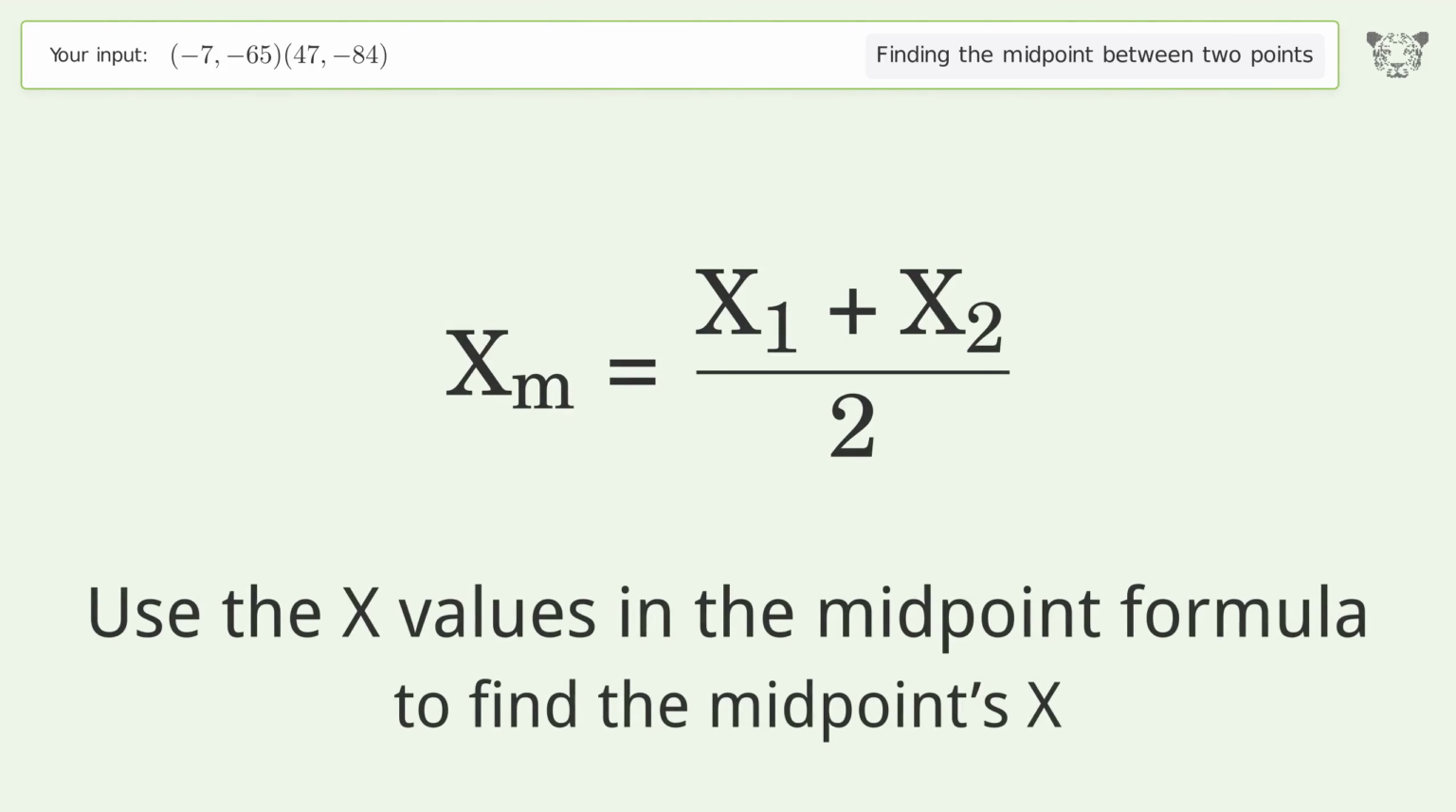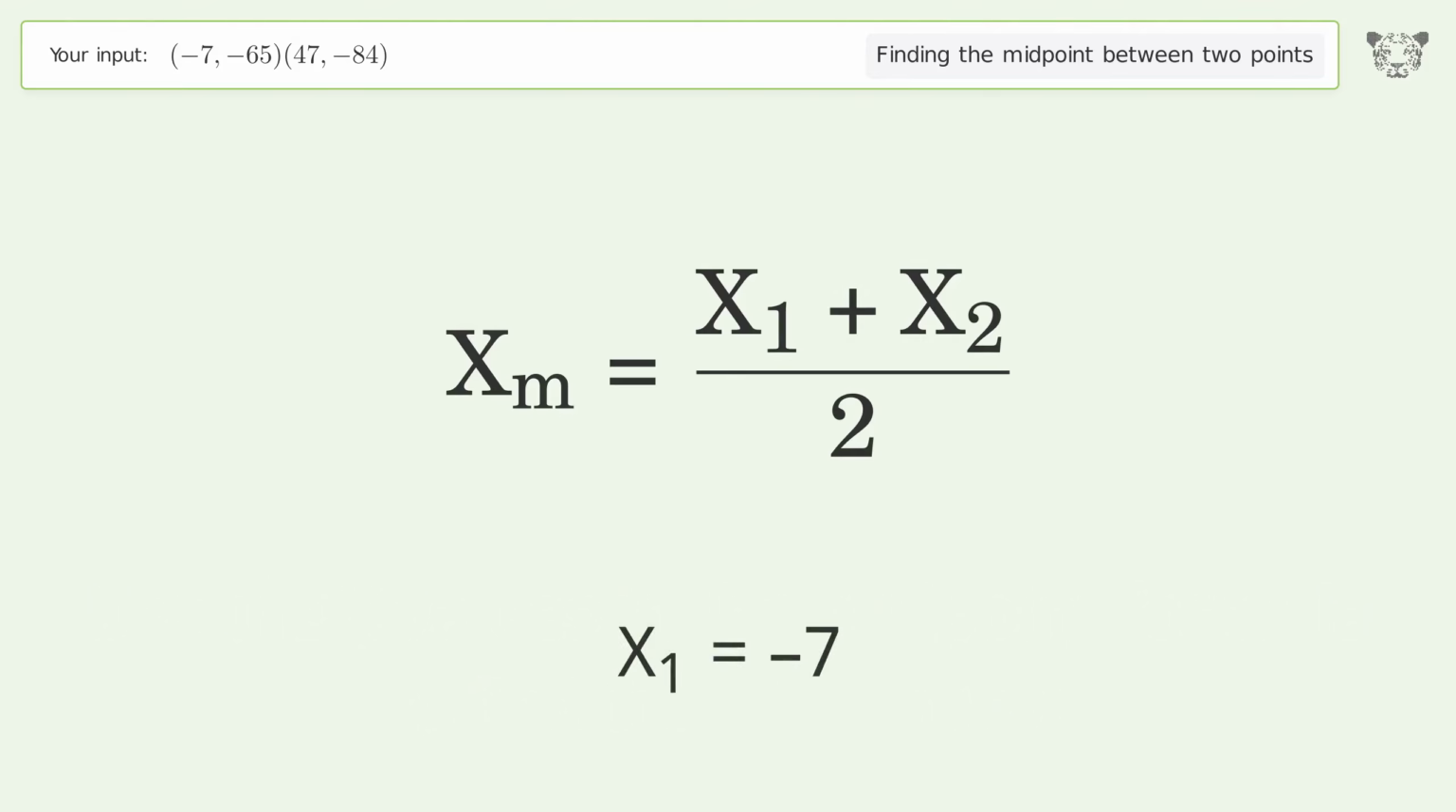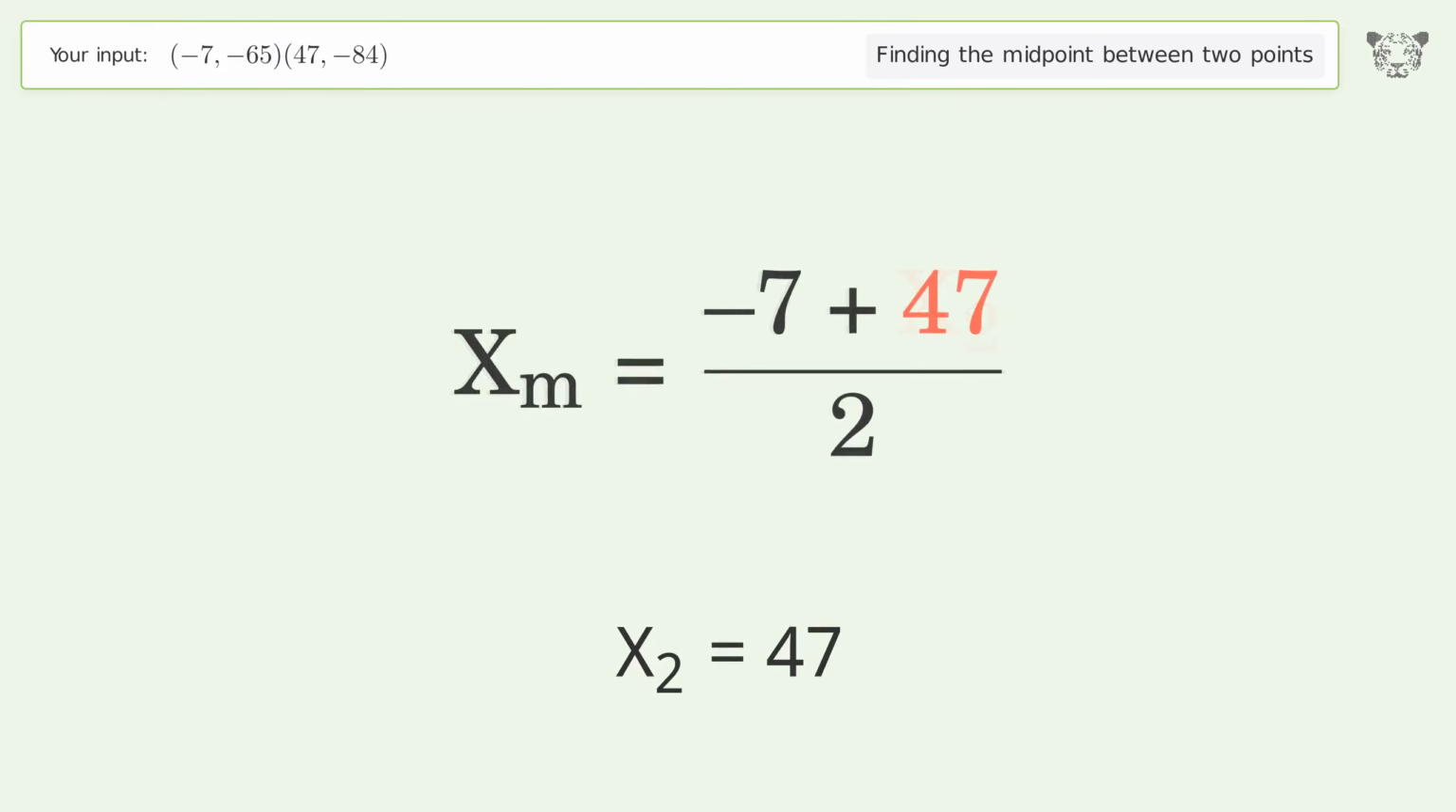Use the x values in the midpoint formula to find the midpoint's x. x1 equals negative 7. x2 equals 47. Simplify the arithmetic.